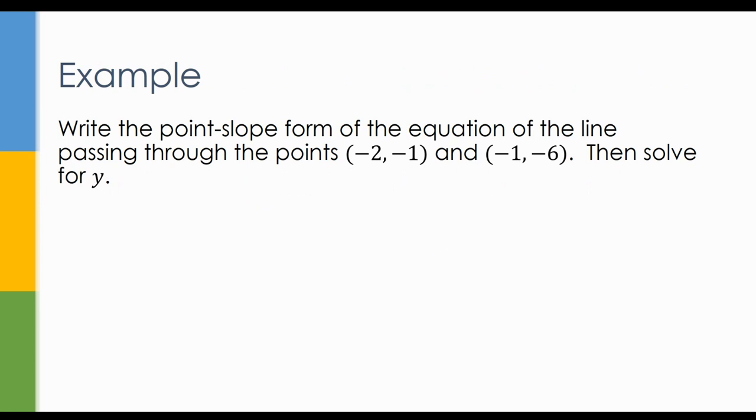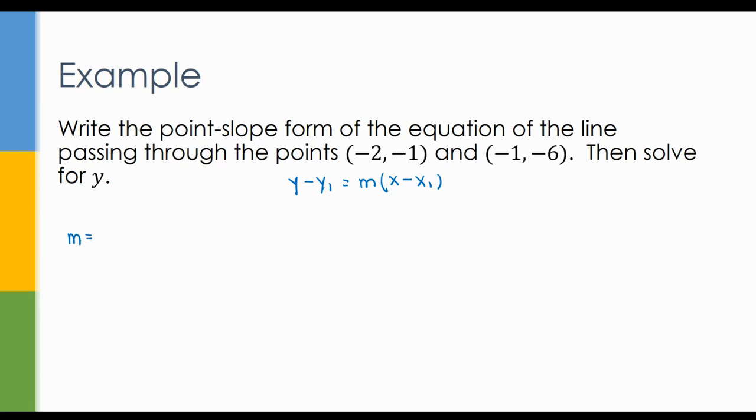So we're going to write the point slope form of the equation of the line passing through the points negative 2, negative 1, and negative 1, negative 6. Then we'll solve for y. So once again, we want this formula right here. Y minus y1 equals m times the quantity x minus x1. So they've given us 2 points. We're going to use that information to do what we just did in the other examples. We have to find the slope because that's our m.